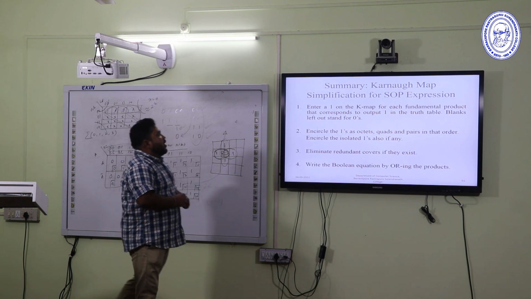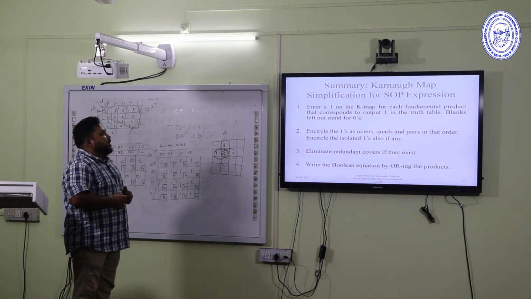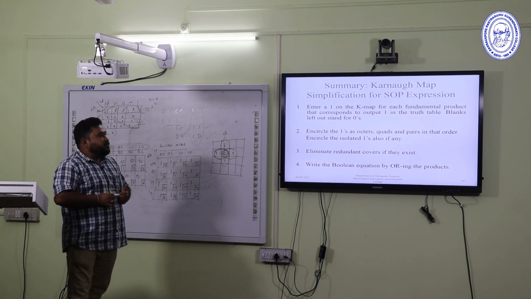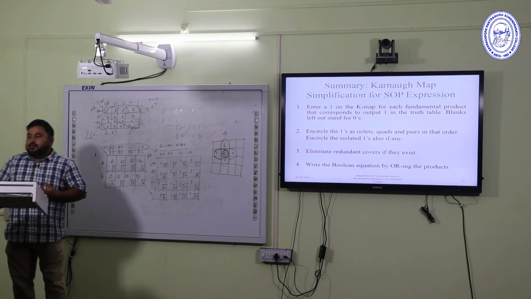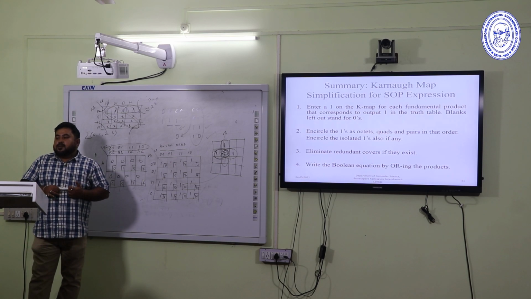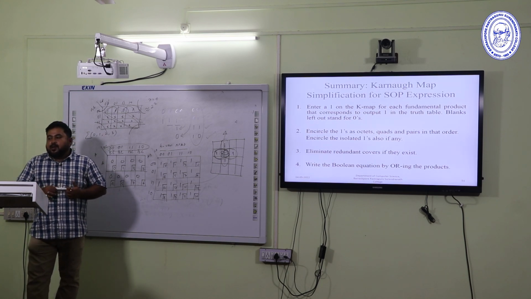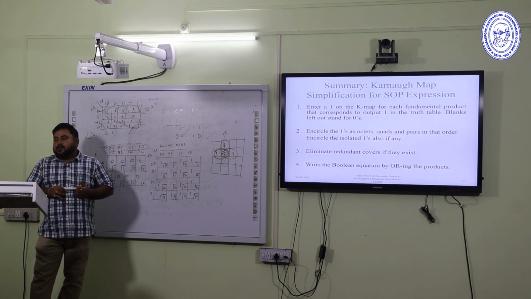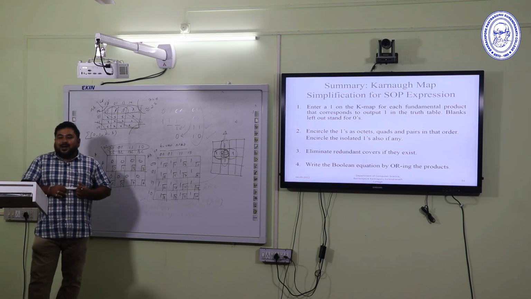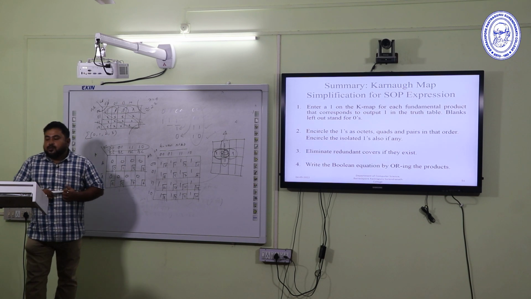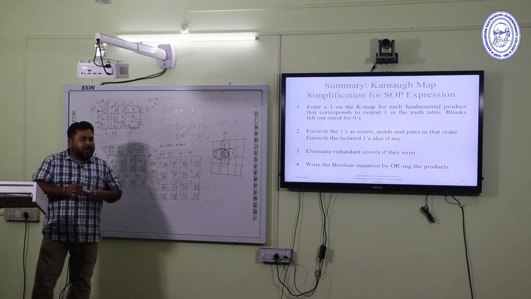And this is the summary of Keymap. That is, enter a 1 on the Keymap for each fundamental product that corresponds to output 1 in the truth table, and blank out stands for 0. The second one is to encircle the ones as octets, quads, and pairs in that order, and encircle the isolated one also if any exists there.